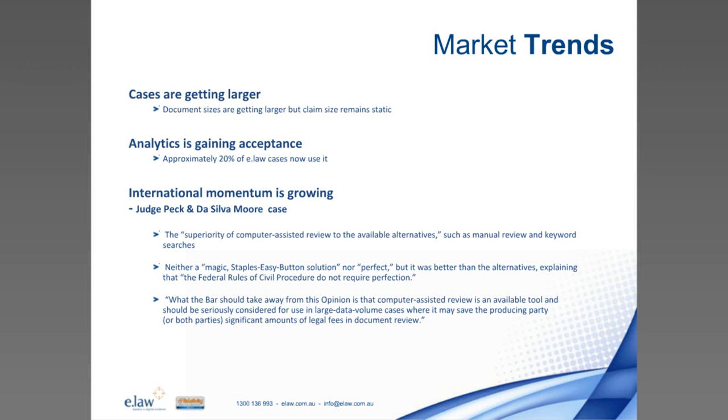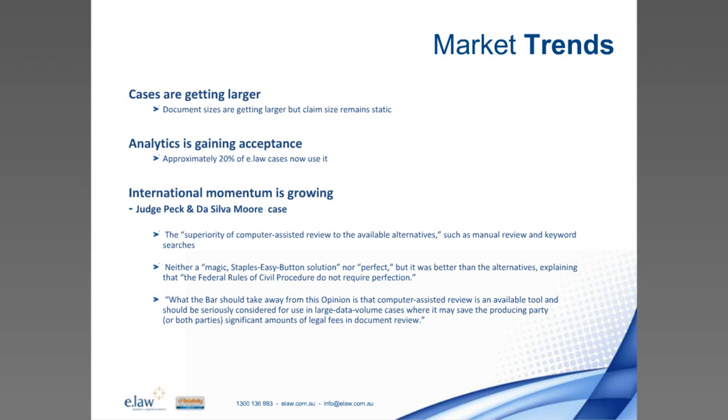You've got the De Silva-Moore case. Judge Peck in the US made a couple of comments. He's quite vocal on this type of topic. In his judgment, he made comments such as the superiority of computer-assisted review to the available alternatives, such as manual review and keyword searches. He said it is neither a magic Staples easy button solution nor perfect, but it was better than the alternatives, explaining that the Federal Rules of Civil Procedure do not require perfection.